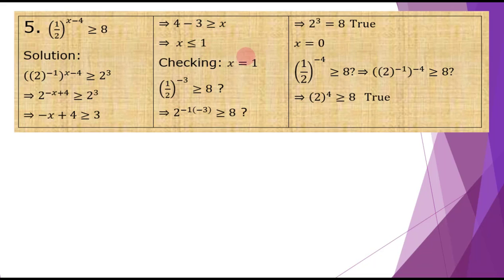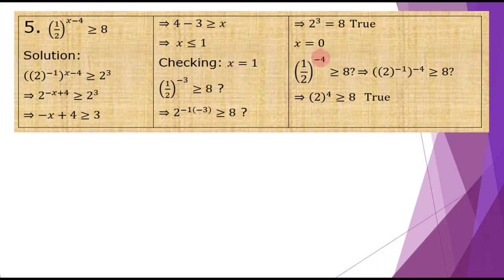Now, let's take x equals 1. Substitute into the original expression. We have 1 minus 4, so 1/2 raised to negative 3. Is it greater than or equal to 8? Here, 1/2 can be rewritten as 2 raised to negative 1 times negative 3. In this case, 2 cubed equals 8. It's true.